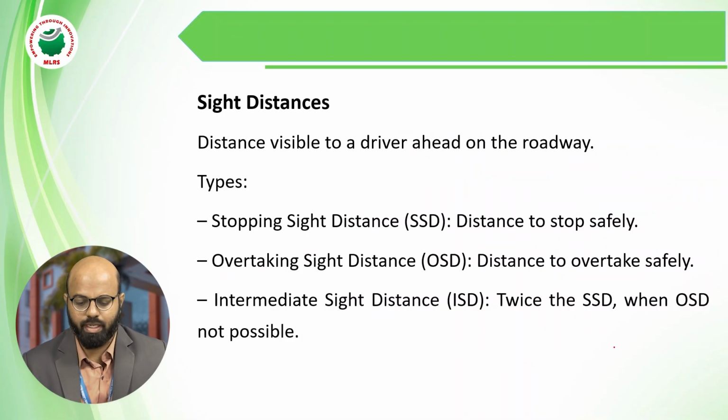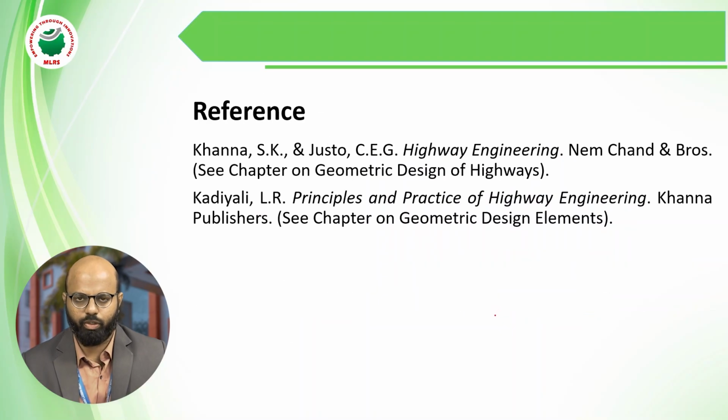And there is sight distance. Distance visible to a driver ahead on the roadway is called the sight distance. There are different types of sight distance. One is stopping sight distance, which is also called non-passing sight distance, which is the distance to stop safely. Overtaking sight distance, distance to overtake safely. Okay, intermediate sight distance. It is twice the SSD. When OSD provision is not possible, we go for the intermediate sight distance. Okay, these are some of the few references.